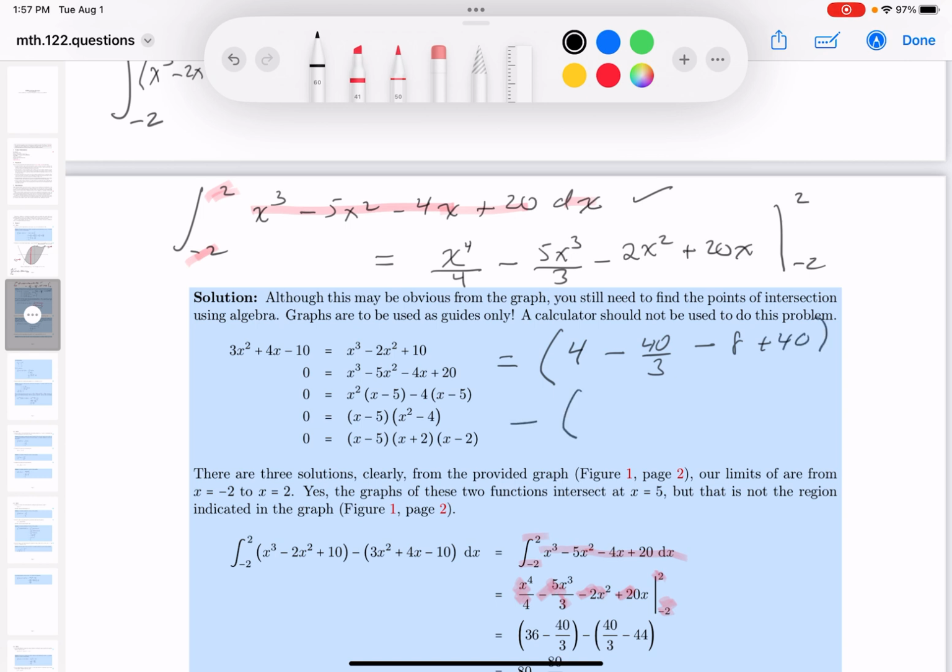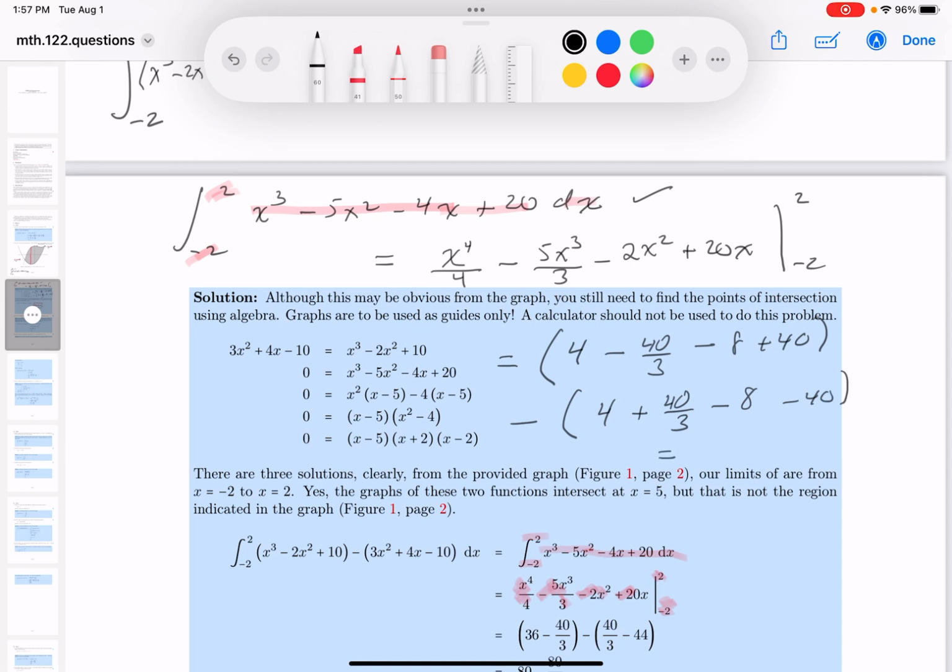What do you get there? 4. Again, minus 2 to the 4th power is 16. 16 divided by 4 is 4. Then what do you get next? You actually get plus 40 thirds. All right, minus 2 cubed is minus 8. That's minus 40. Minus 40 is plus 40. Then what do you get? You're going to get minus 8. All right, minus 2 squared is 4. 4 times 2 is 8. That's minus 8. Then what do you get? Minus 40. Now, granted, mistakes do happen.